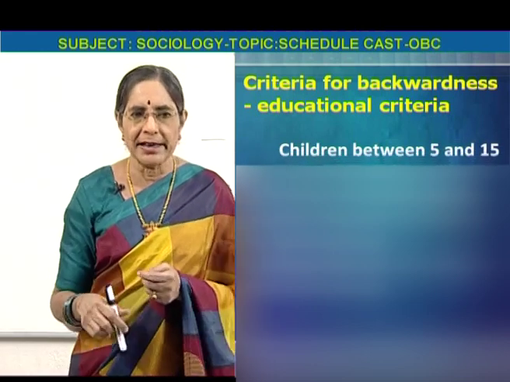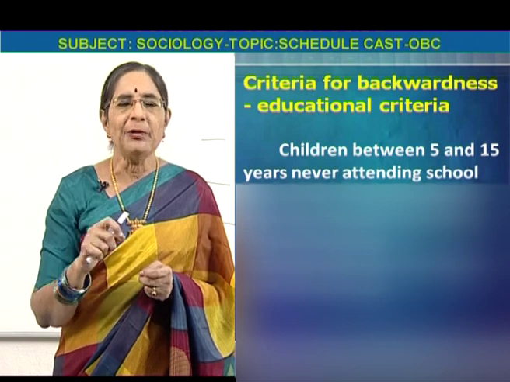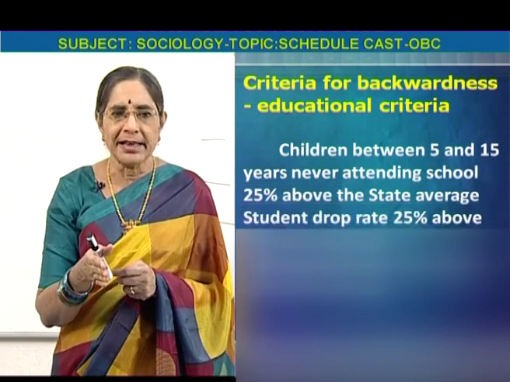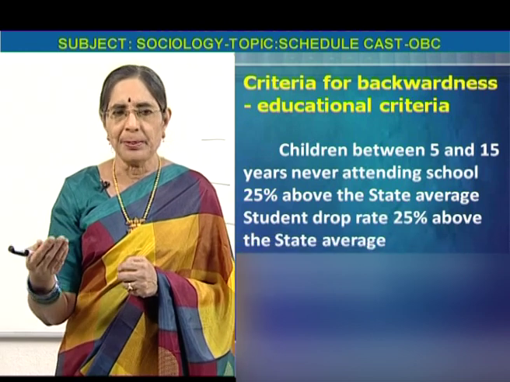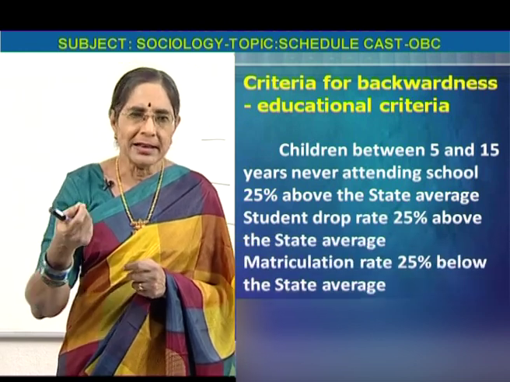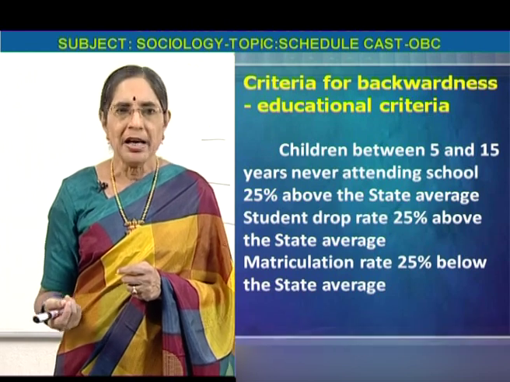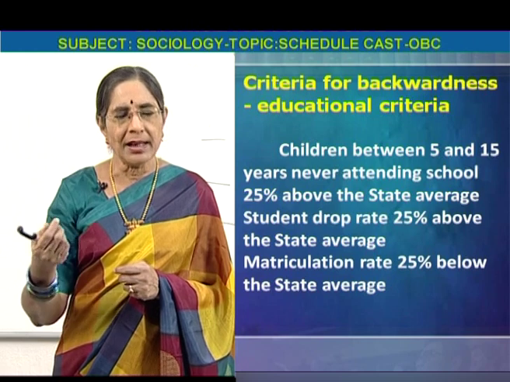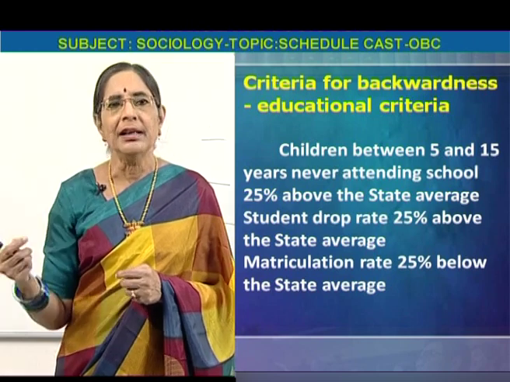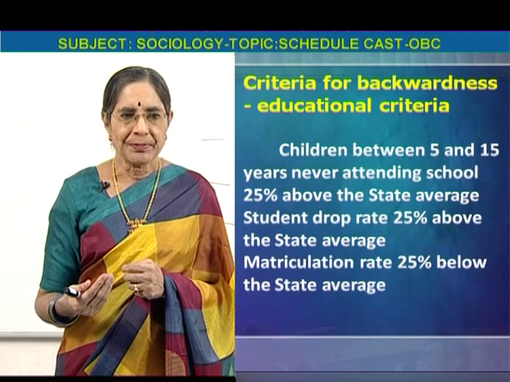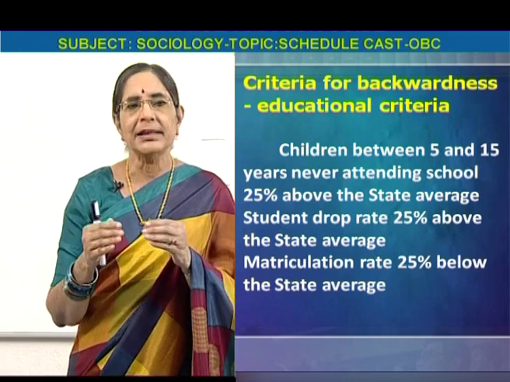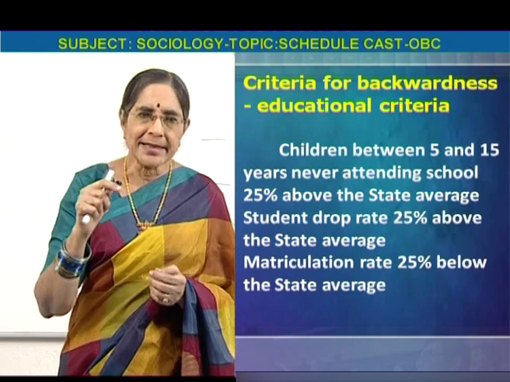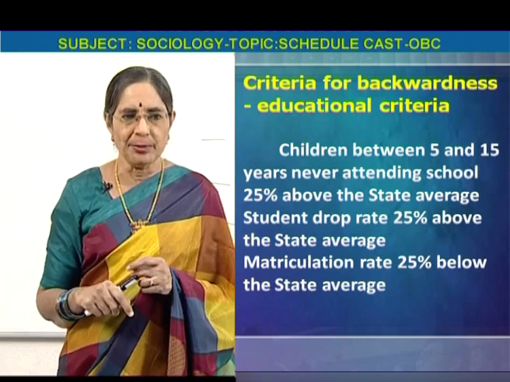Let us see the educational criteria also. If children between 5 years and 15 years who never attended a school form a percentage more than 25% above the state average, then that is educational backwardness. If the student dropout rate is more than 25% above the state average, that also is a kind of educational backwardness. If the matriculation rate is more than 25% below the state average, this is another criterion for educational backwardness.